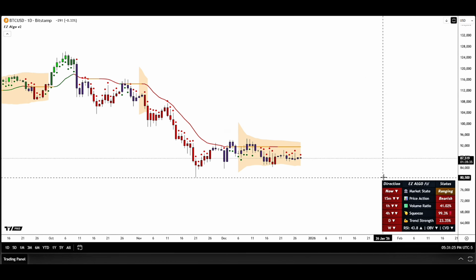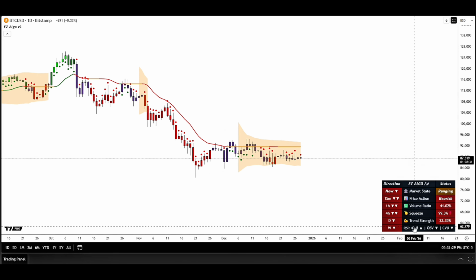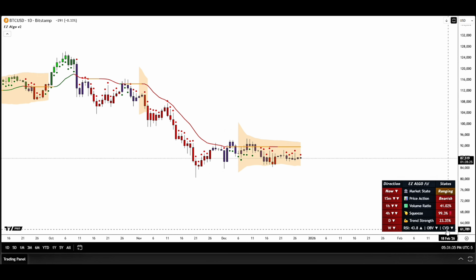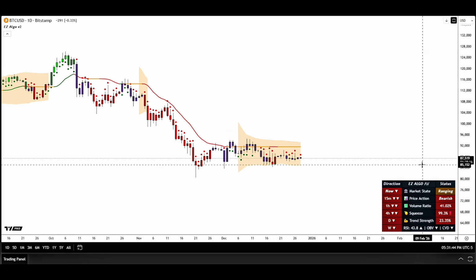Of course, our data dashboard is going to be telling us this information as well. RSI is currently at 43.8. Our on balance volume can tell us if it's trending up or down. And CVD just basically tells us if the cumulative volume of buying or selling is up or down as well. So it gives you all the information at a quick look and tells you everything that you need to know. So obviously for Bitcoin daily, everything's bearish.